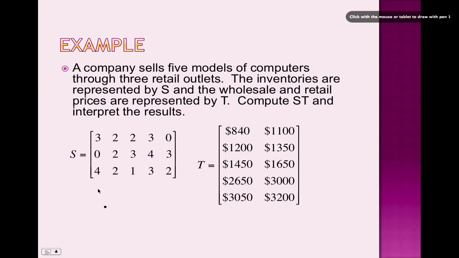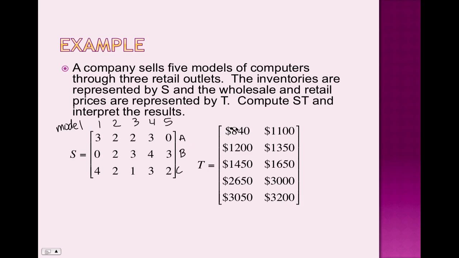So we've got a matrix here. We've got our 5 different models, 1, 2, 3, 4, 5. These are our 5 different models of our computers. And we've been told that they are sold through 3 different retail outlets. Those are our different retail outlets right here, 1, 2, and 3. We can label them A, B, and C. So this is our matrix that represents the inventory that each retail outlet has of each type of computer. Remember, this is your model of the computer up top.